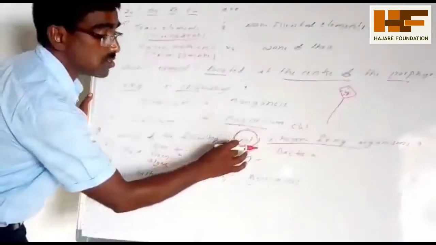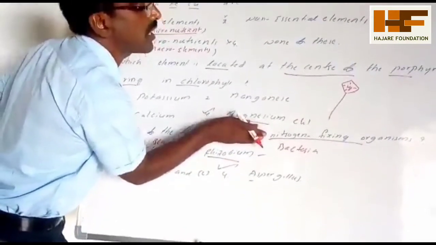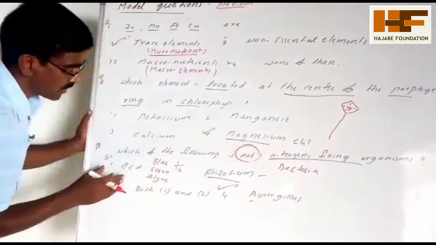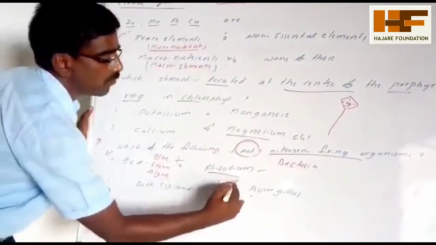But suppose 'not' was not given here: which of the following is a nitrogen fixing organism? Then the option would come under the third one, both A and B. But here 'not' is given, hence the fourth option is correct.